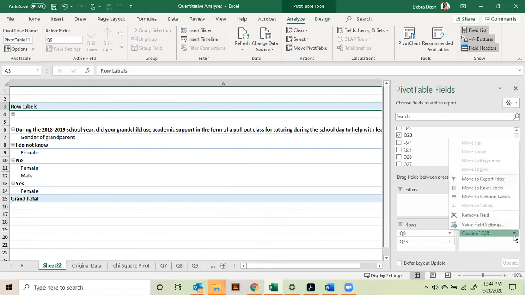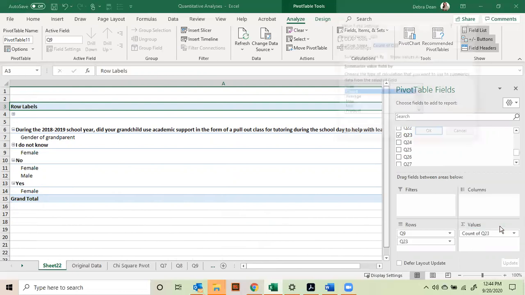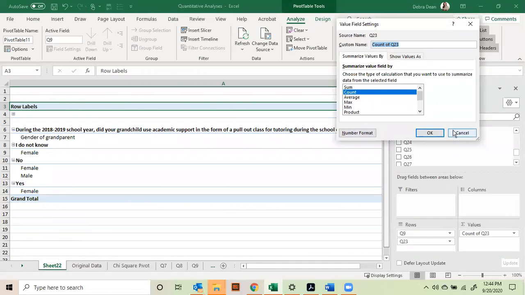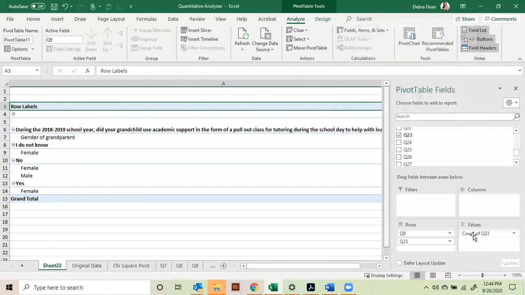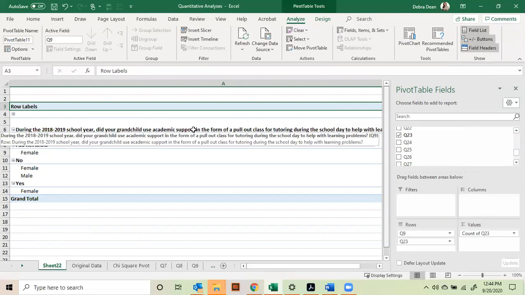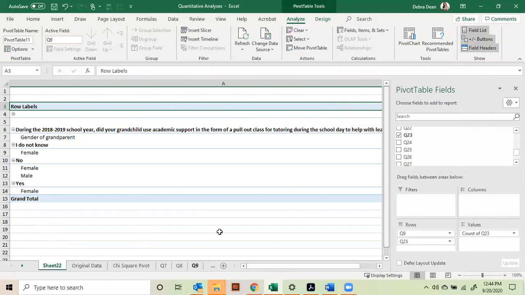And you'll see that you have count. You could change that value setting to several other options here, but we truly want to know count. How many males and females did we have that, in this case, their grandchild used support in the form of a pull-out class for tutoring during the school day? So this is question 9.